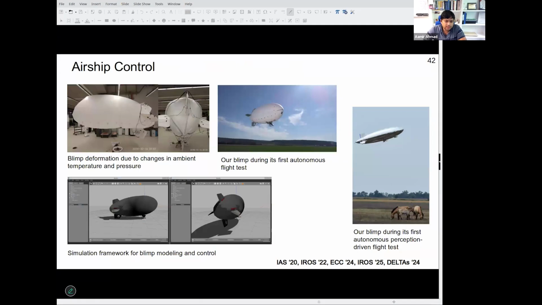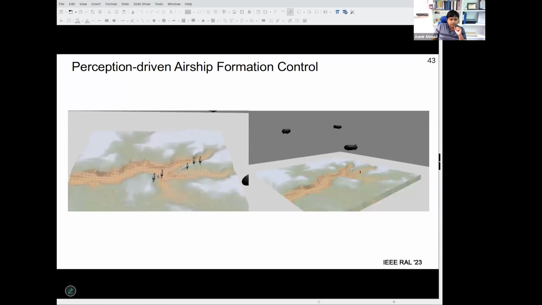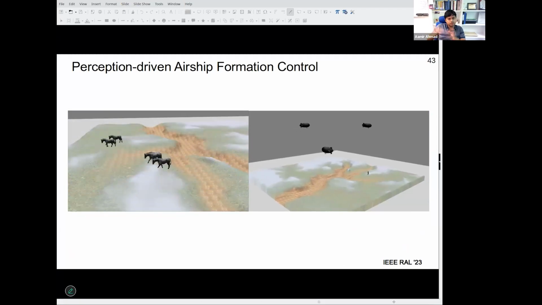Okay, so in this context, what is the next problem? When we talk about extending our perception-driven formation control work to the team of airships, the first thing is that we need to have simulation and modeling frameworks for robotic airships. So we have spent some effort to develop a simulation framework for modeling and control of airships. We have been developing PID-based controllers, reinforcement-based controllers. Not going too deep into that, but an important thing to highlight is that we also need to extend the perception-driven formation control work to the team of airships, and this is not one-to-one transferable.